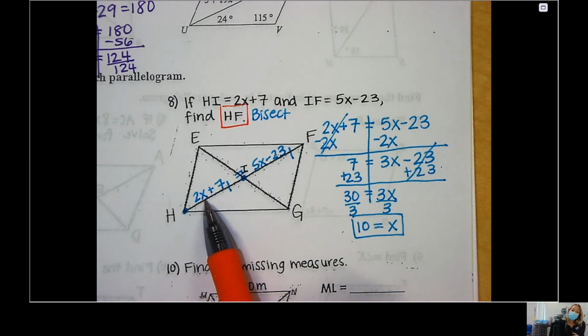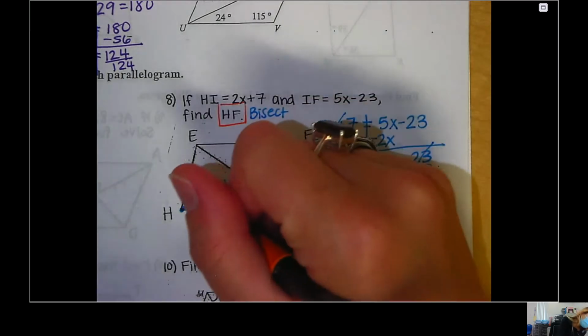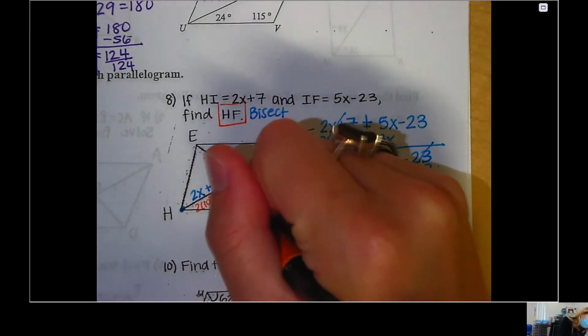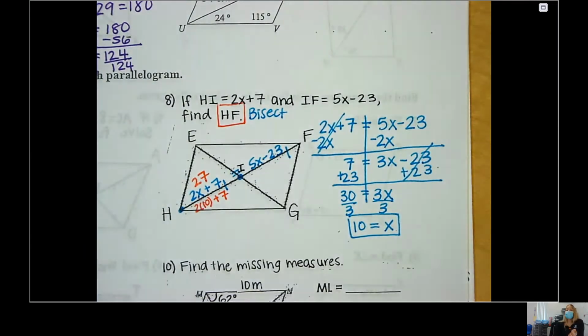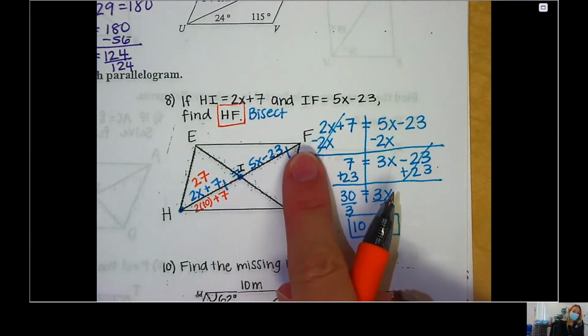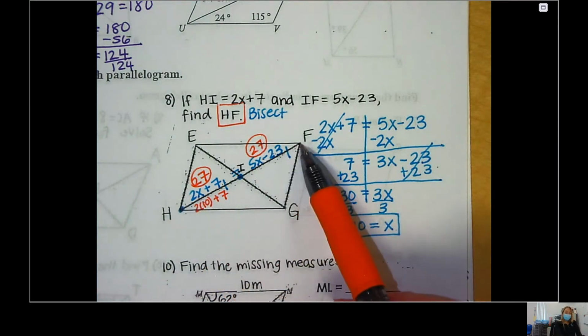2x plus 7. So wherever you see an x, you're going to substitute in a 10. So that would be 2 times 10 plus 7. So 2 times 10 is 20. 20 plus 7 is 27. So HI is 27. Without doing any work, what's IF? It's also 27, right? Those two pieces are 27. Now to find the whole length from H to F, what do I have to do? Add the two together, right?